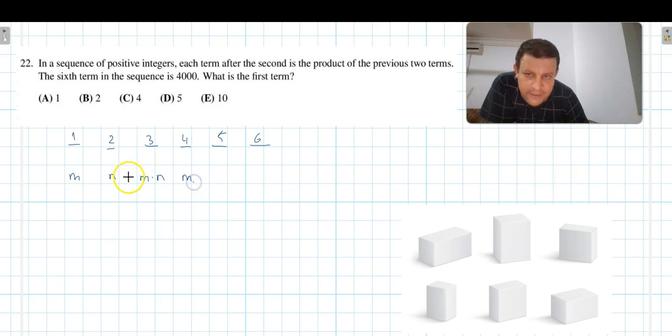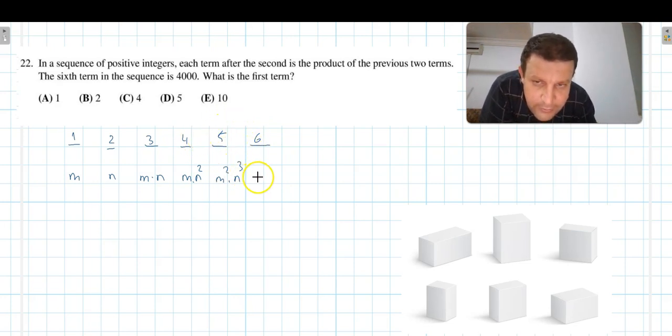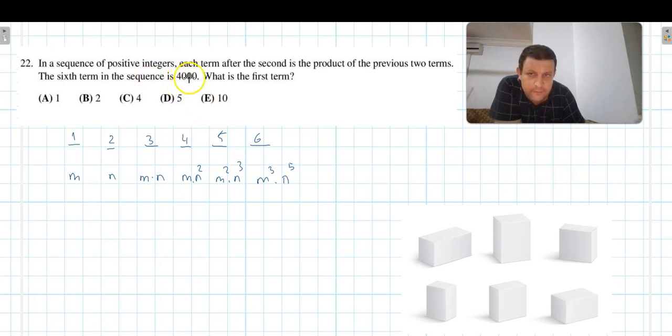M times n squared. Next one. Fifth is going to be the product of third and fourth term: m squared times n cubed. Sixth term is going to be the product of fourth and fifth term, which is going to be m cubed times n to the power 5. Sixth term is going to be 4,000. This means m cubed n to the power 5 is going to be equal to 4,000.